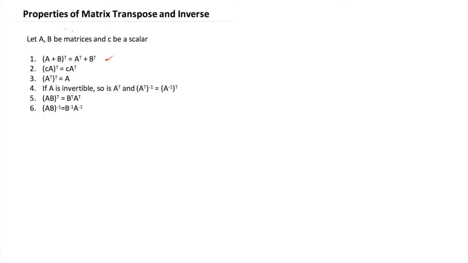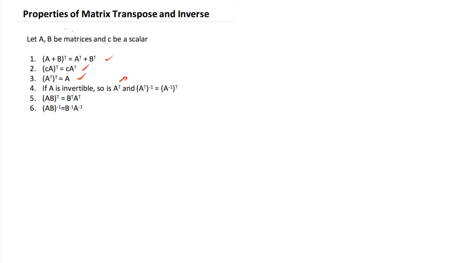The transpose of the sum of two matrices A plus B is equal to the sum of the transposes of the individual matrices. This also is quite easy, right? The third one says that the transpose of the transpose of a matrix is nothing but the matrix itself. The fourth one says that if A is invertible, so is A transpose.